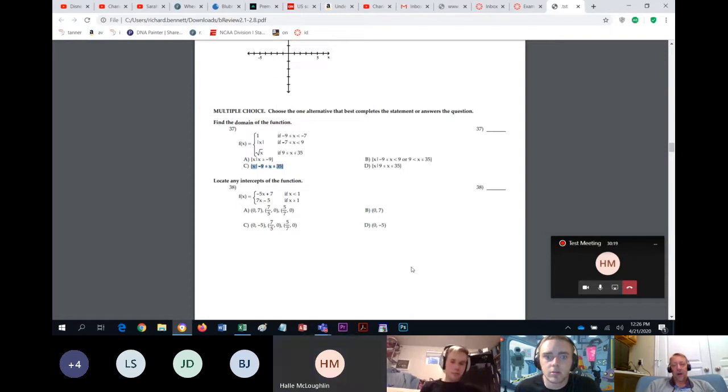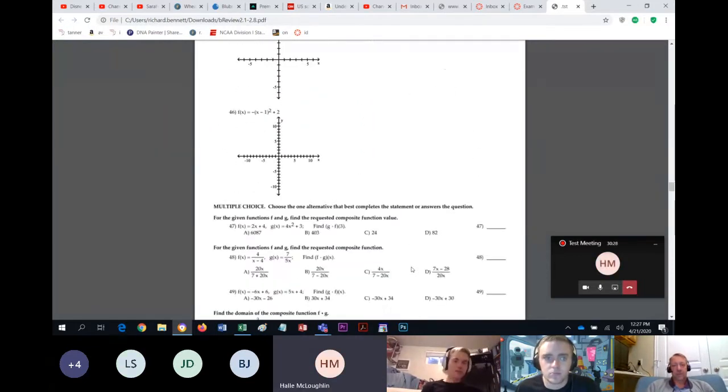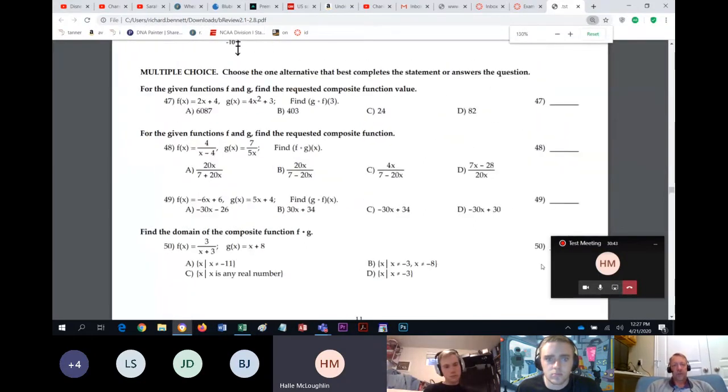All right, next question. Can we do 48? For the functions f and g, find the requested composite function. So it's asking for f dot g. So how do we do this one? That means you put g in f, right? That's right. We're going to put this fraction right here in for that x.